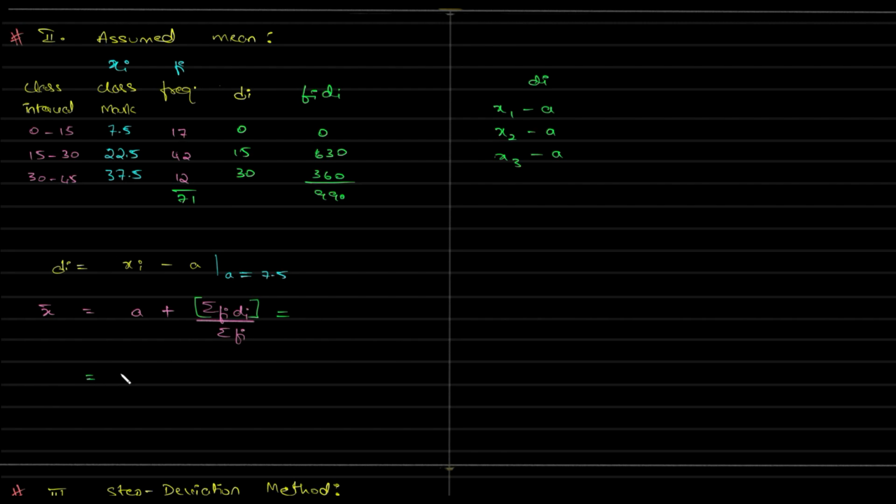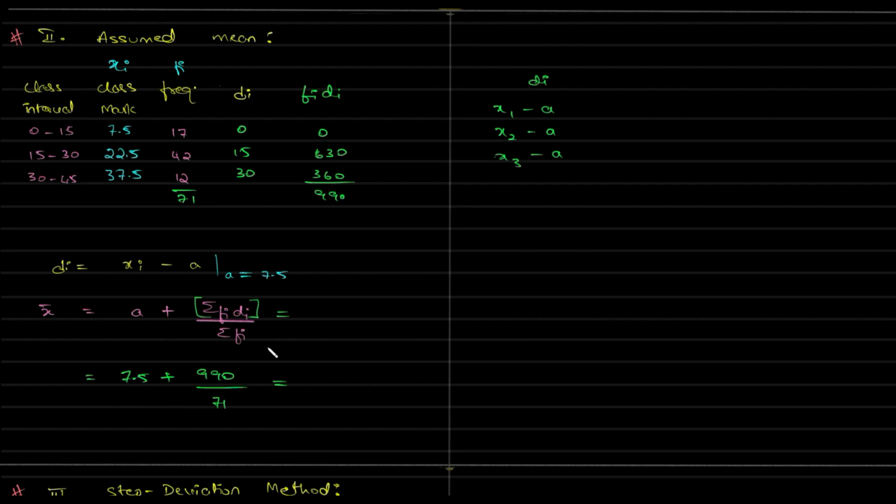So let me substitute the a value. The a value happens to be 7.5, right? How did I take the a value? I took an a value which is very convenient. That is, I took a value from xi, which when I subtract that particular number, in most cases you will get whole numbers over here, which is much easier to handle. And then we have 990 by the sum of fi, that is 71, right?